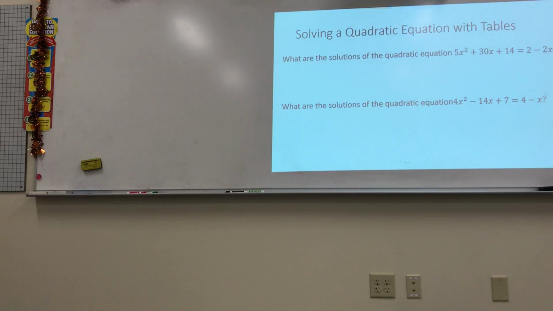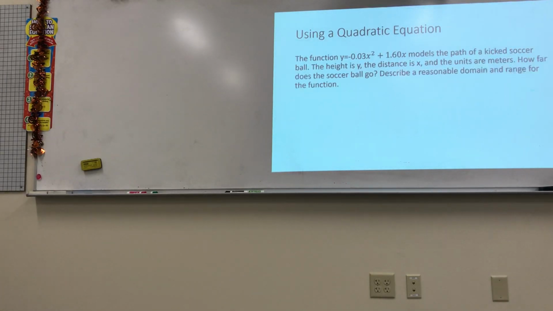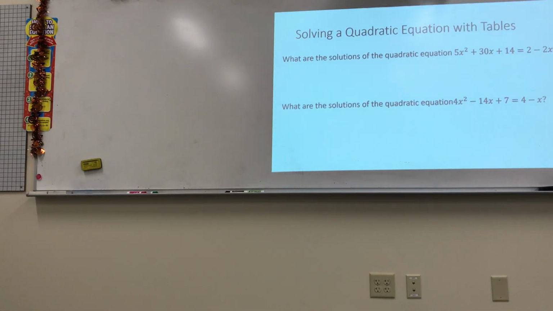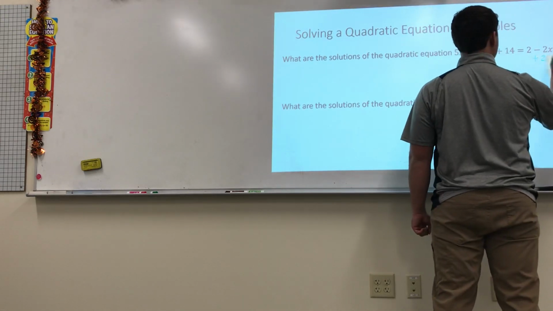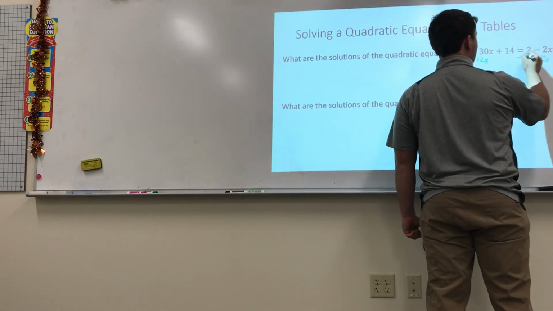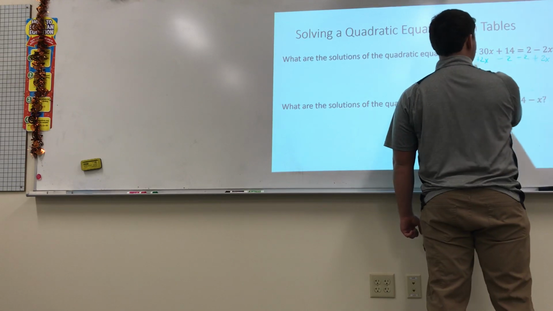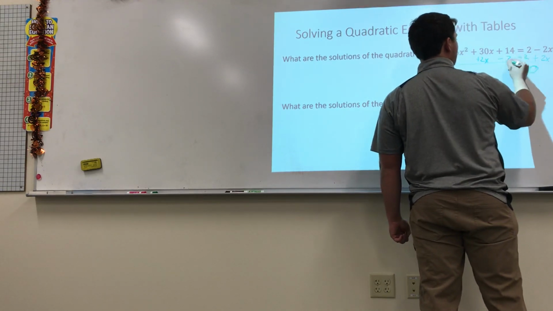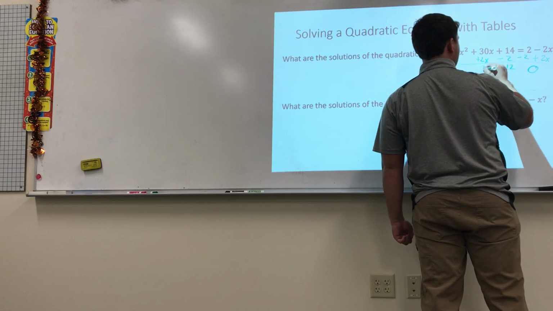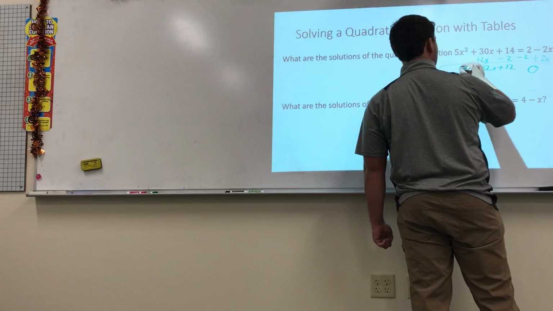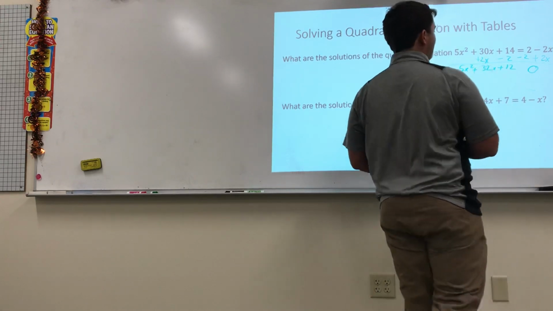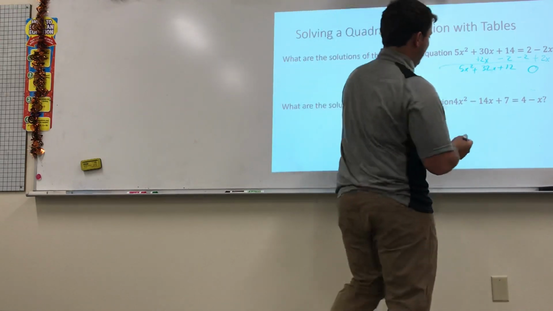That's another one. Let's see. Alright, so we're graphing these with tables. First thing I need to do is add this to the other side. So plus 2x, minus 2, minus 2. That's going to get that side so it is 0. You're going to get 12 here, you're going to get 32x, still plus in between, 5x to the second plus. And that's the equation.